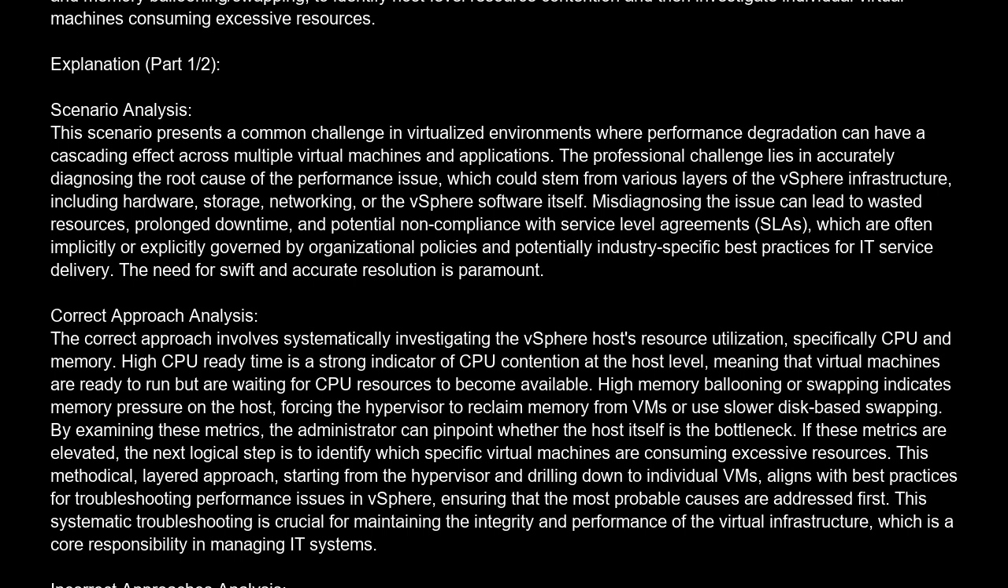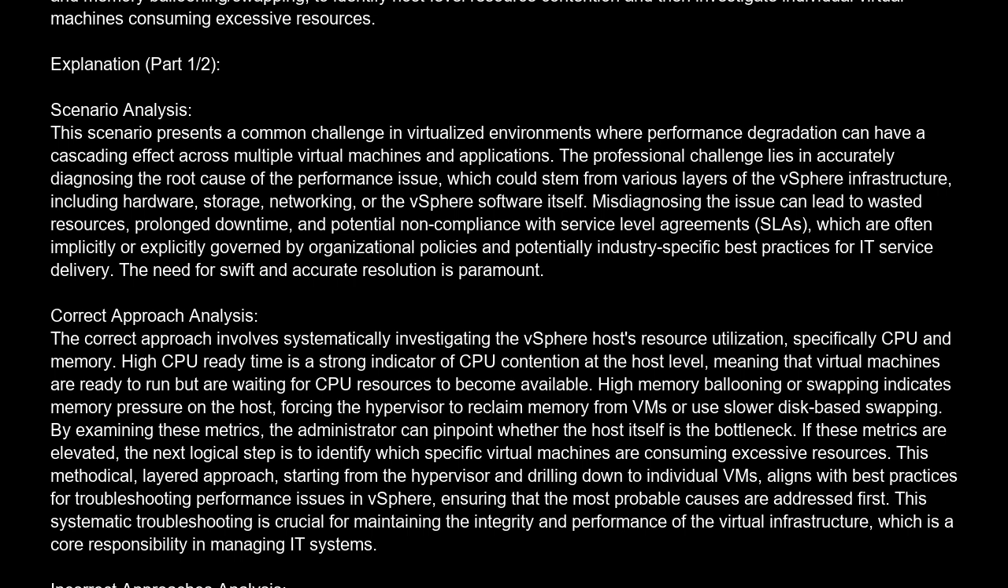Correct approach analysis. The correct approach involves systematically investigating the vSphere host resource utilization, specifically CPU and memory. High CPU ready time is a strong indicator of CPU contention at the host level, meaning that virtual machines are ready to run, but are waiting for CPU resources to become available. High memory ballooning or swapping indicates memory pressure on the host, forcing the hypervisor to reclaim memory from VMs or use slower disk-based swapping. By examining these metrics, the administrator can pinpoint whether the host itself is the bottleneck.